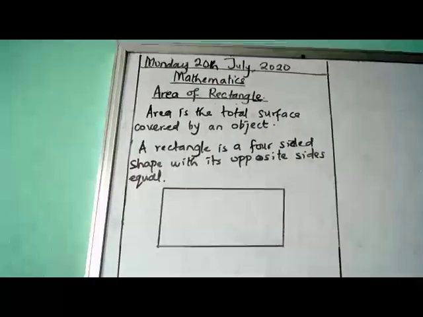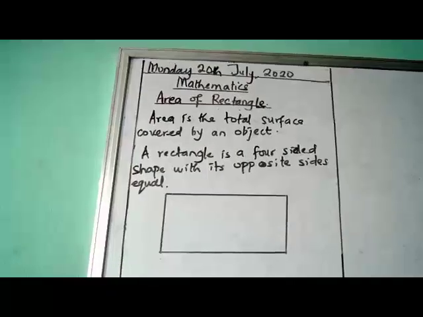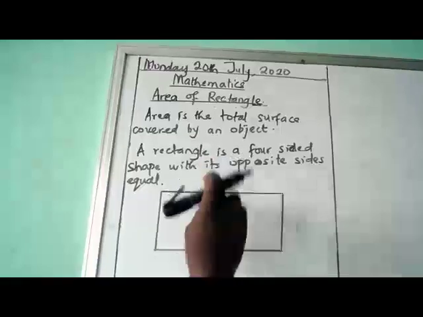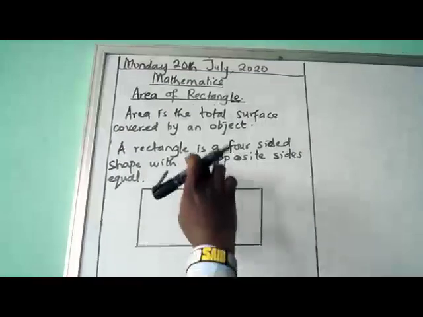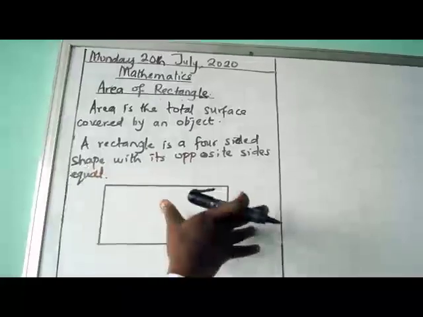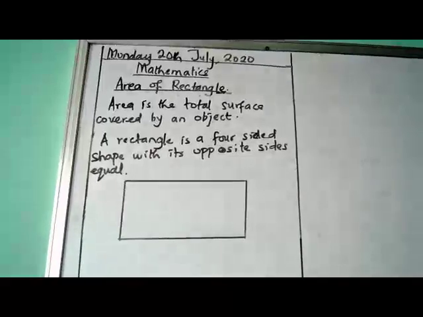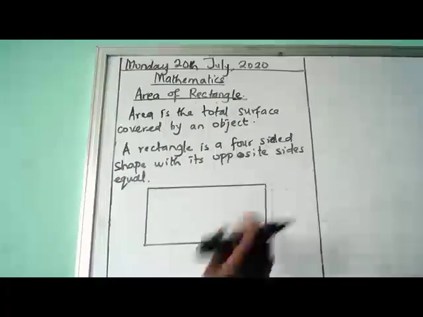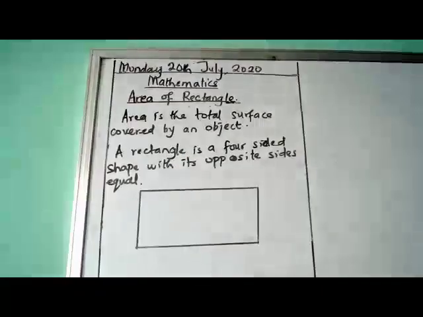Now look at this particular shape. We said a rectangle is a four-sided shape with its opposite sides equal. Now this side and this side, they face each other. This side and this side, they face each other. While this side and this side also face each other. So this side is opposite to this side. And when we look at it very carefully, we see that this side is equal to this side, as well as this side is also equal to this side.